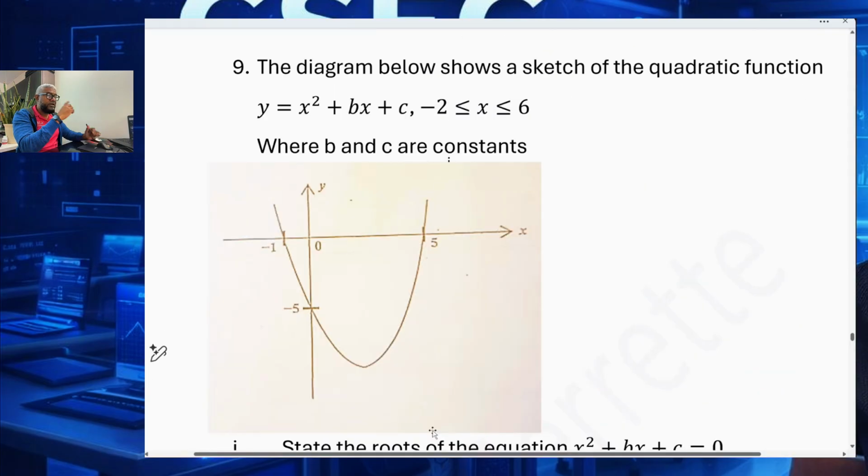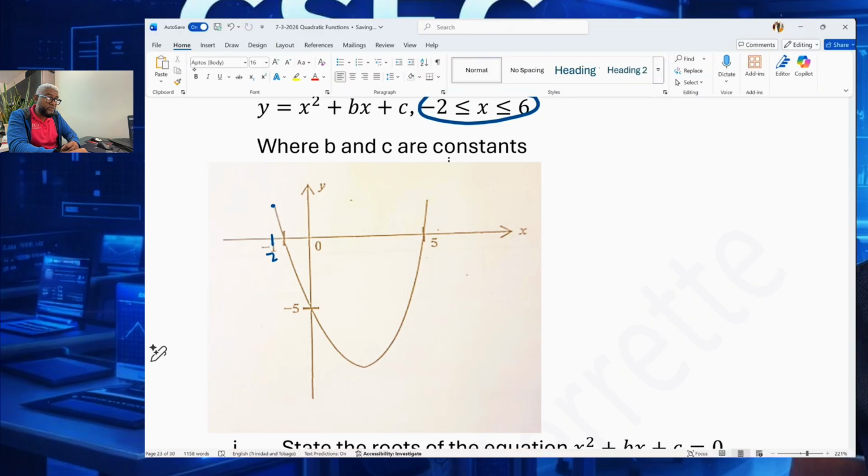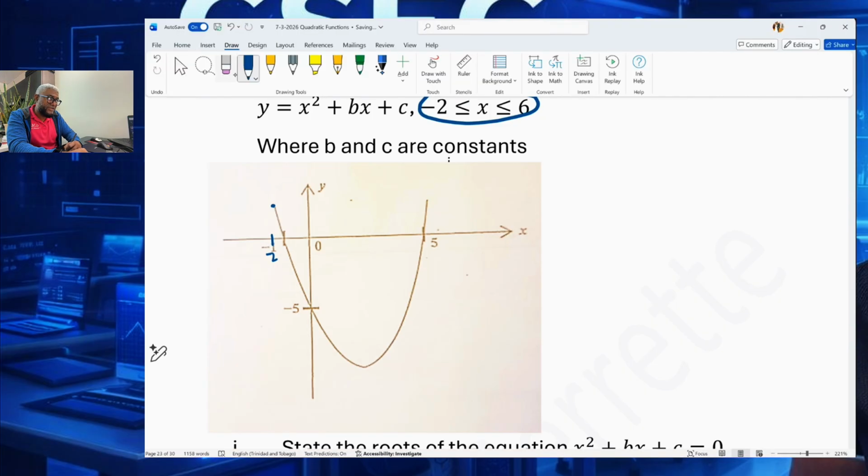Analyze it by meanwhile. They said the diagram below shows a sketch of the quadratic function y is equal to x squared plus bx plus c. They also said that negative 2 is less than or equal to x, which is less than or equal to 6. This simply means that my x values start at negative 2 and move to 6, right? So your first x value here, which would probably be the coordinates of this point here, would be negative 2 here, and the last one up here would be 6. Everybody clear there?